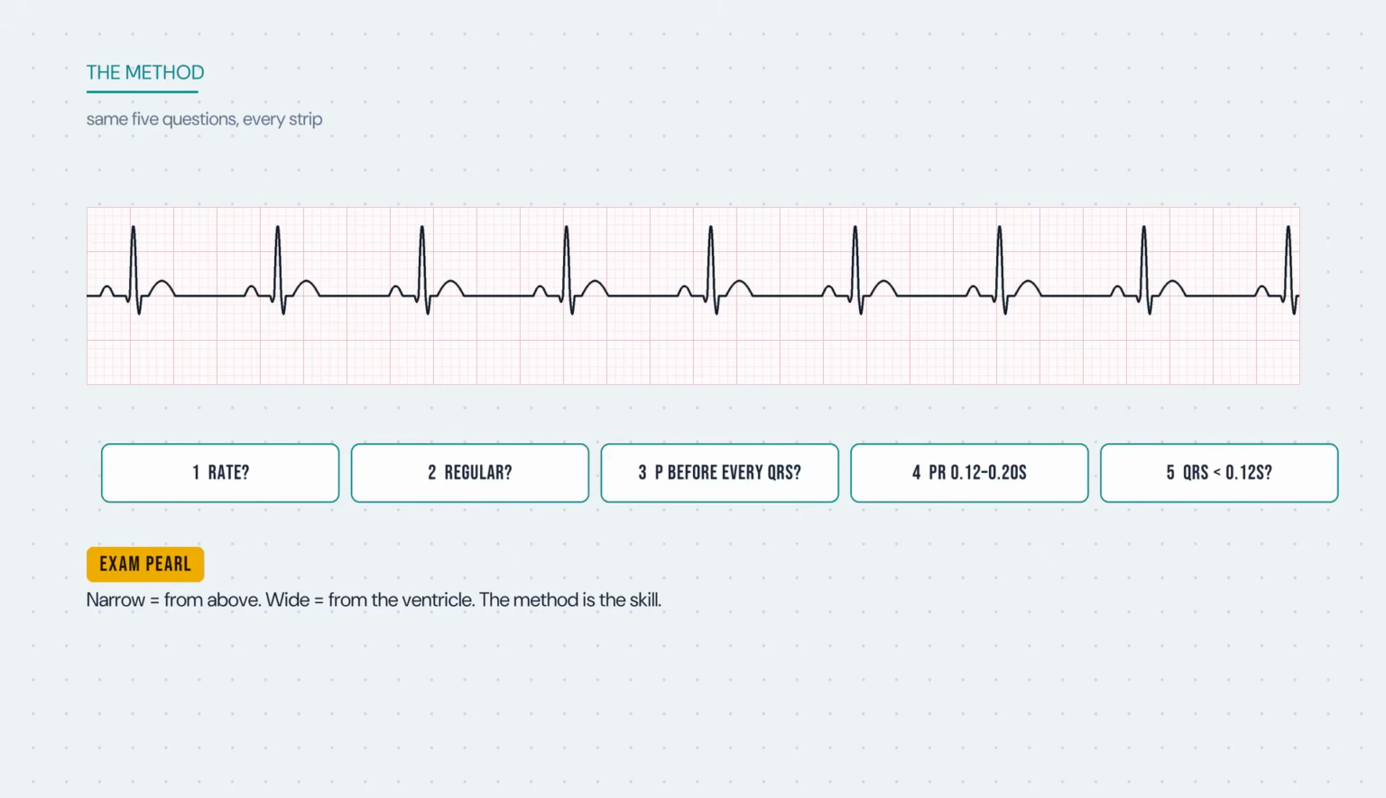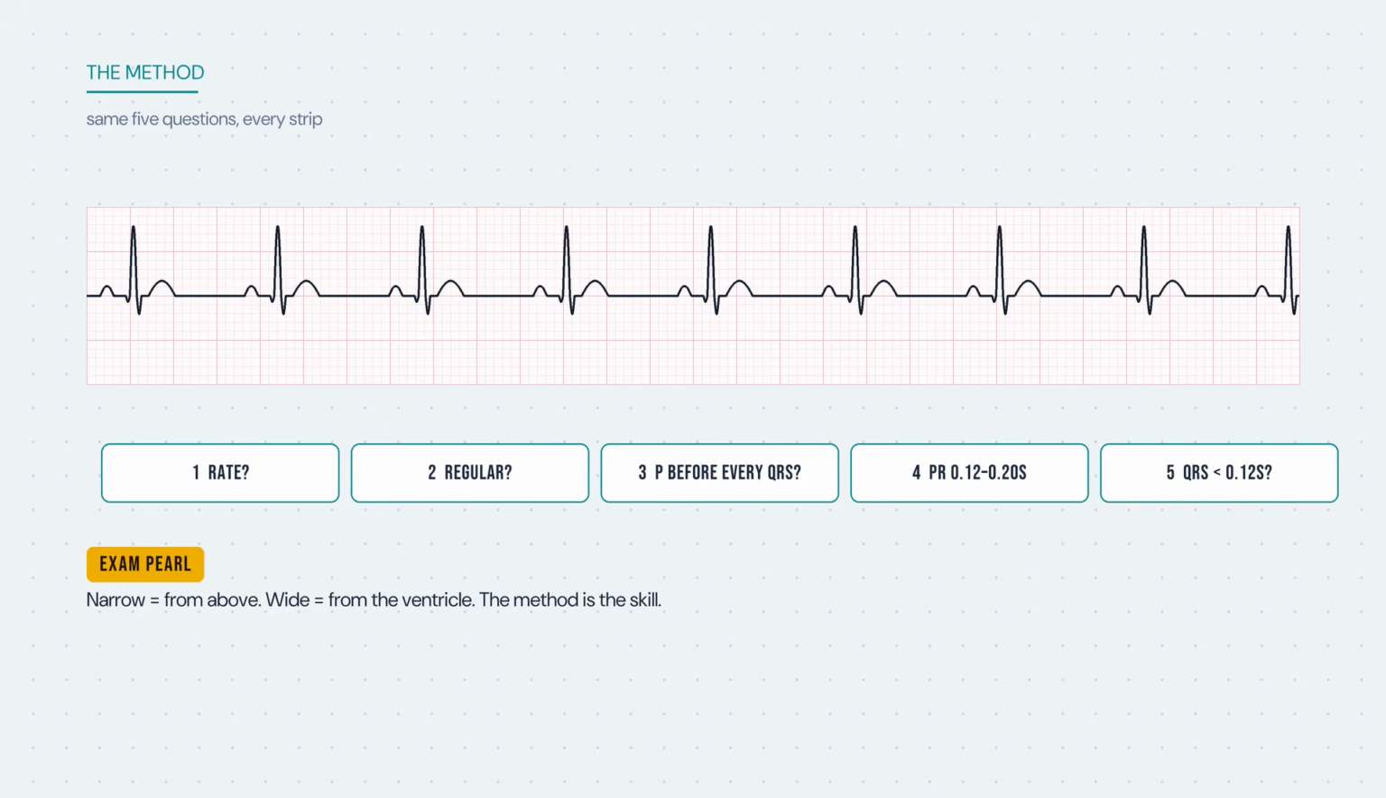Before any specific rhythm, you need a method, and it is 5 questions asked in the same order every time. 1. What is the rate? Under 60, 60 to 100, or over 100. 2. Is it regular? Are the R waves evenly spaced? 3. Is there a P wave before every QRS? 4. Is the PR interval normal, that is, 0.12 to 0.20 seconds? 5. Is the QRS narrow or wide?